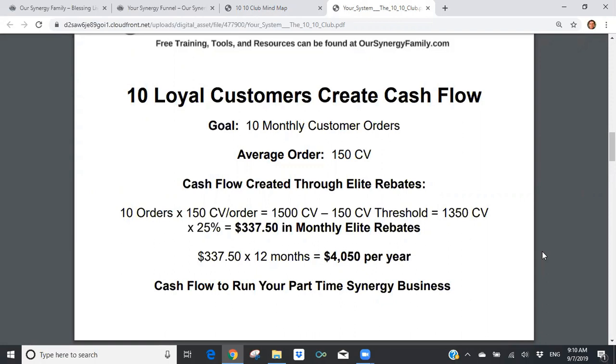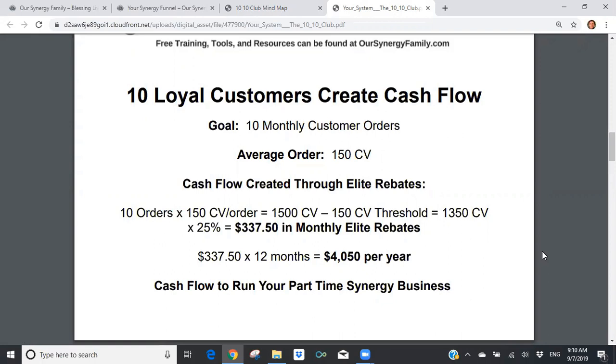For example, today is Saturday. On Thursday of this week, I had a person order a Jumbo Jar Plus One. Now, I've never met that person. That person found me online, used my Synergy replicated website, and ordered a Jumbo Jar Plus One on their own. And they've been consistently ordering that Jumbo Jar Plus One about every 4 months. So on Thursday, that individual ordered another Jumbo Jar Plus One.